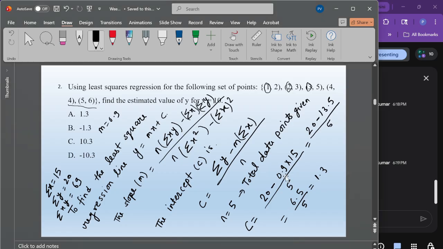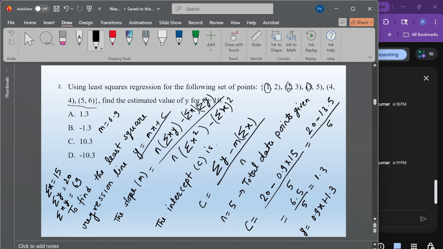Now, what we need to do: the equation for the least squares regression line is, as we know, y = mx + c. So just put in the values. So m is 0.9, x plus 1.3, right?